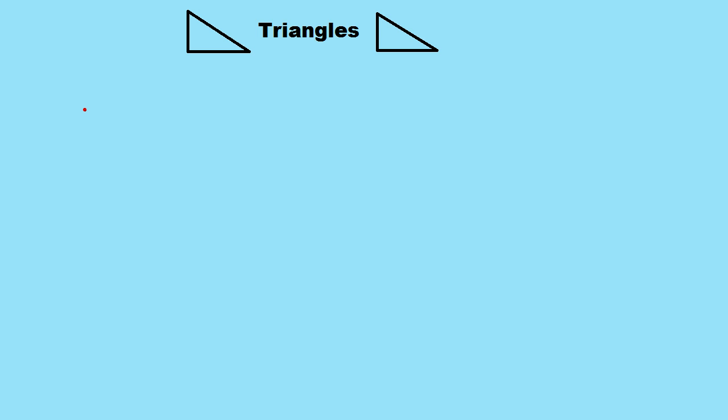Hello and welcome to the lesson on triangles. So what exactly is a triangle? A triangle is a three-sided polygon, which we can see here that's represented.